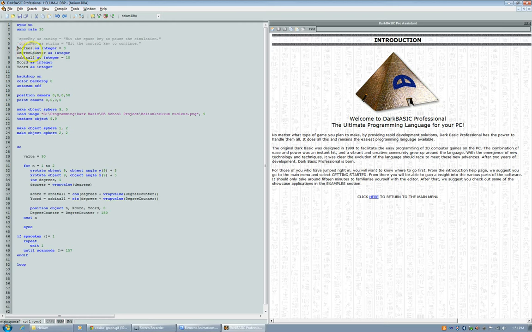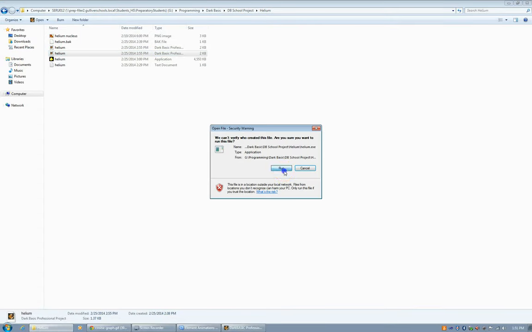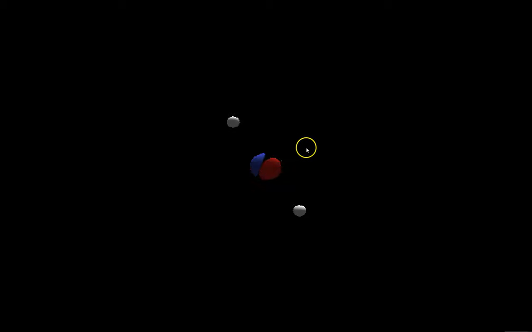So you've got degrees as integer. How are you using degrees in the simulation? I'll show you later as I get down to how I use degrees, but currently I just declared it as an integer and set it to 0. I have a degree counter, which is an integer, and orbital 1 is an integer. This orbital 1 means the first ring, like you see for helium, how it has one ring. This is what I call orbital 1, which is the first ring.